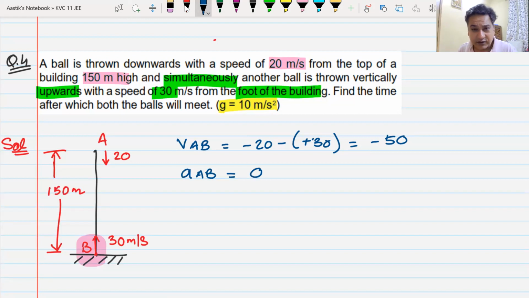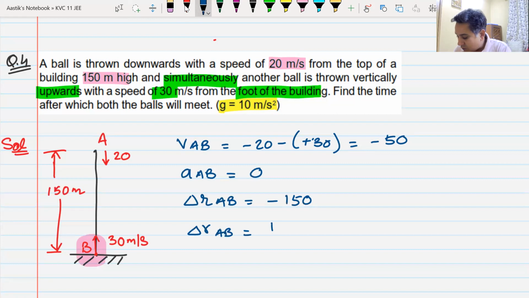As soon as the acceleration becomes 0, this becomes a very simple problem, because now we know the displacement of A with respect to B. Remember, B is not going anywhere. B is at its position. How is A coming? A should come down, yes or no? And the displacement of A would be minus 50 meters. Now you can apply the formula. Displacement of A with respect to B will be equal to initial velocity of A with respect to B. Here I wrote V. I should have written initial velocity.